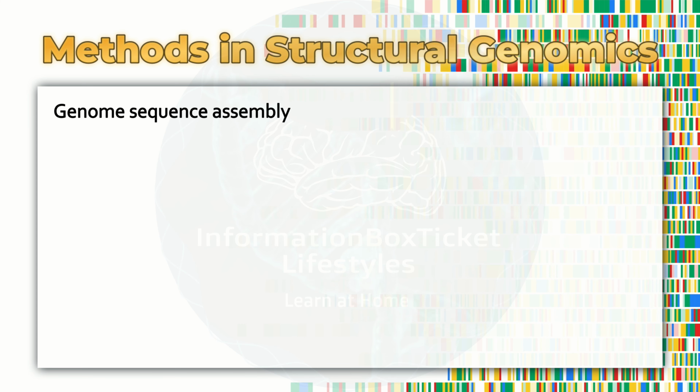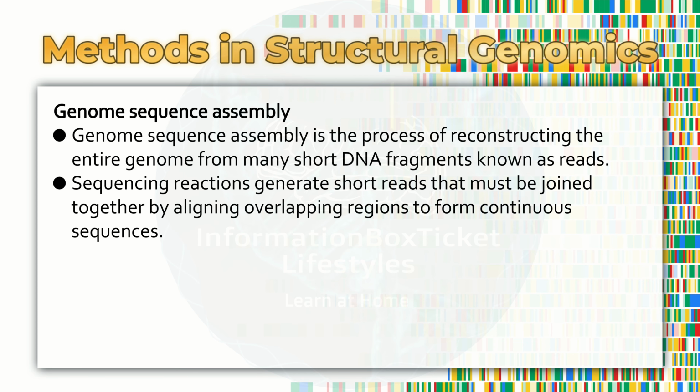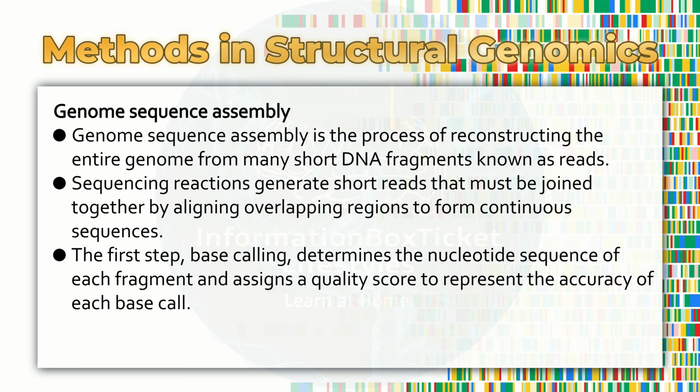Genome sequence assembly. Genome sequence assembly is the process of reconstructing the entire genome from many short DNA fragments known as reads. Sequencing reactions generate short reads that must be joined together by aligning overlapping regions to form continuous sequences. The first step, base calling, determines the nucleotide sequence of each fragment and assigns a quality score to represent the accuracy of each base call.